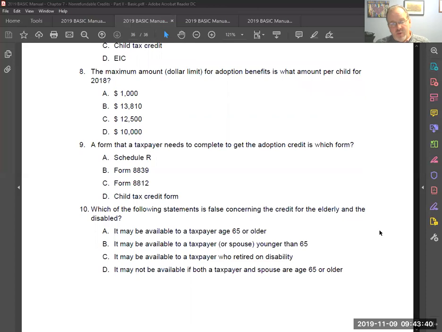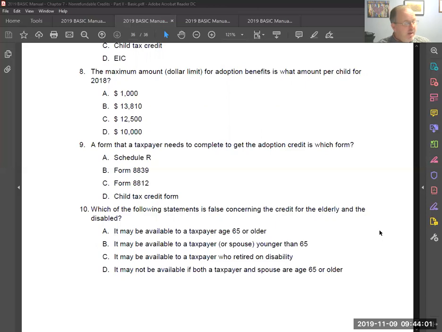Again, true. When we bring in the disabled, it doesn't mean that you have to be elderly and disabled. If you're under 65 and disabled, you may be eligible for this. It may be available to a taxpayer who retired on disability. Again, that is true. It may not be available if both the taxpayer and spouse are age 65 and older.